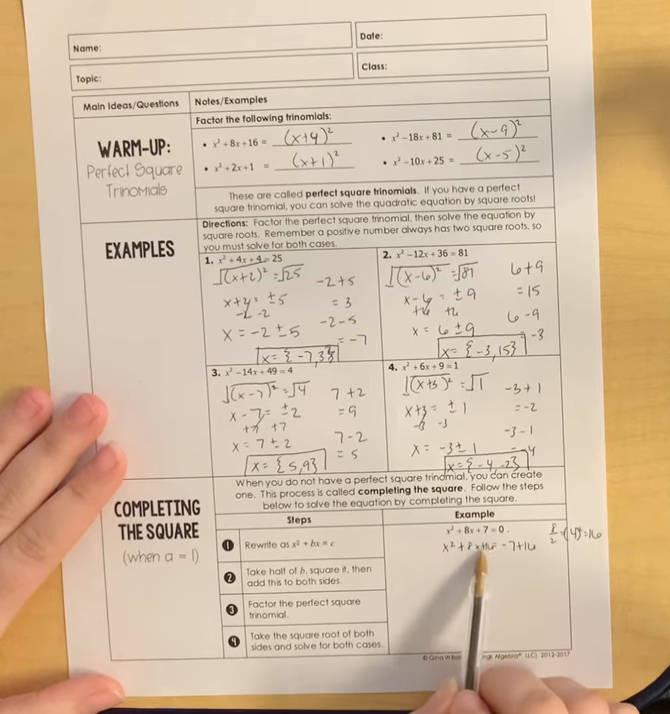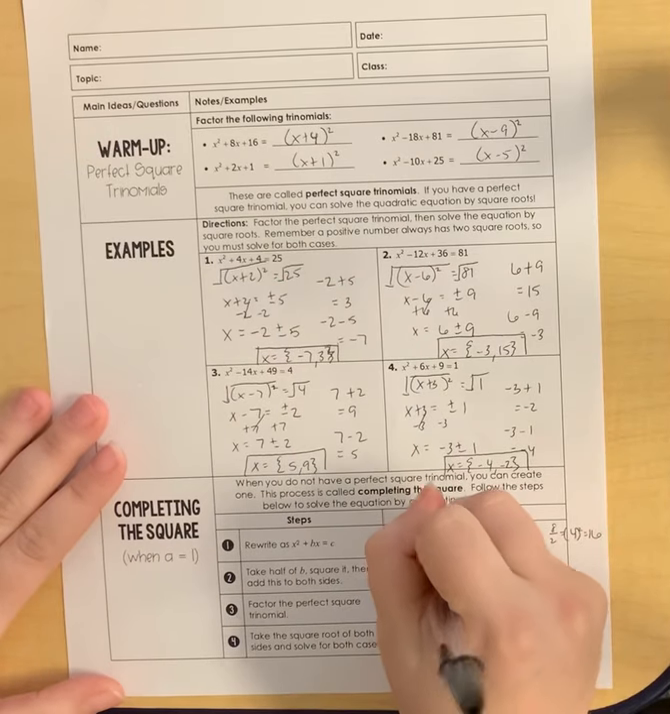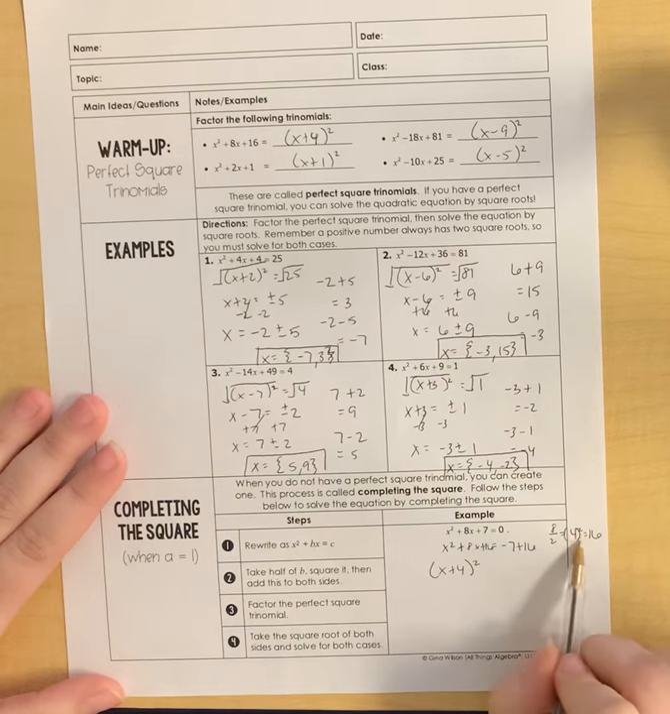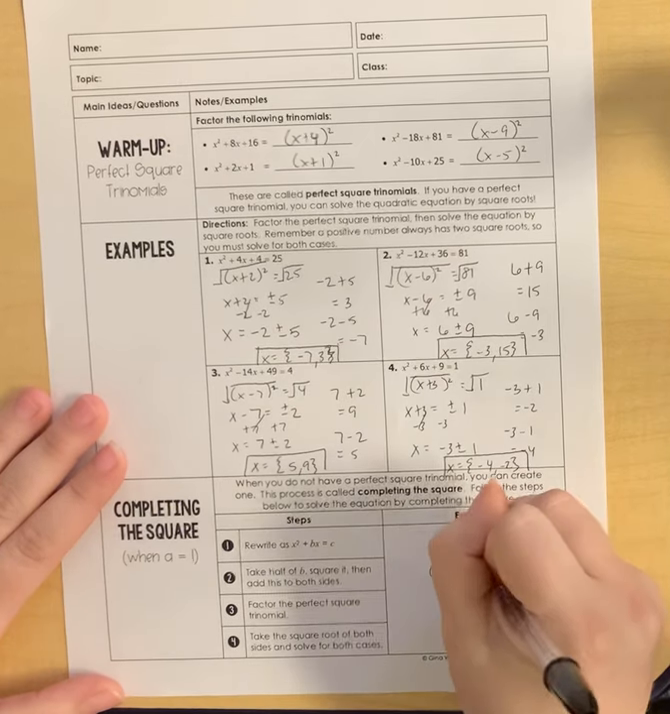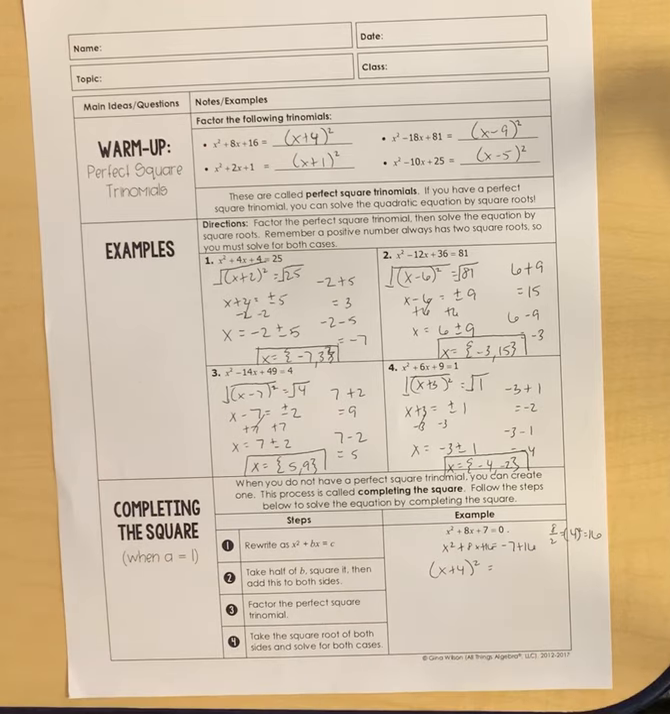So what multiplies to give you 16 and adds to give you 8 is 4. So this part right here is exactly what we've been doing up here. So you say x plus 4 squared. And that number should always be the same number that's in parentheses right there. On this side, you just solve that. So negative 7 plus 16 is 9.